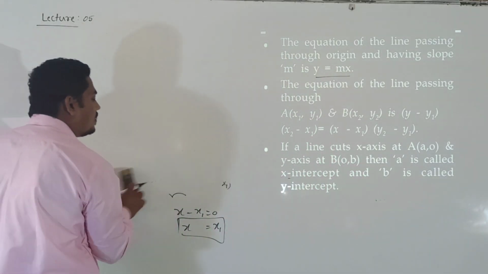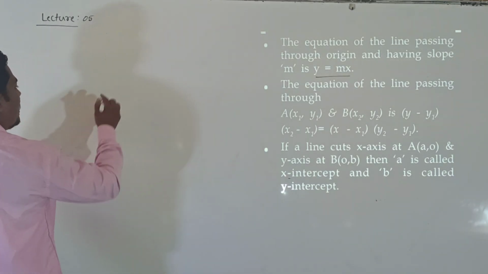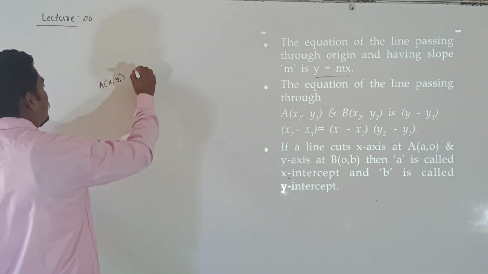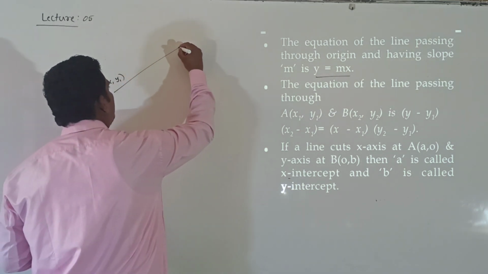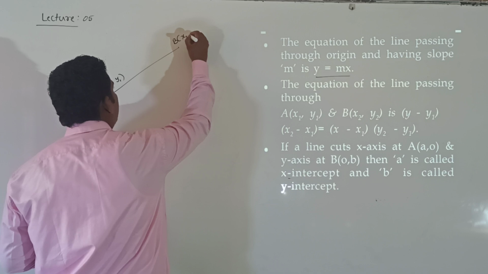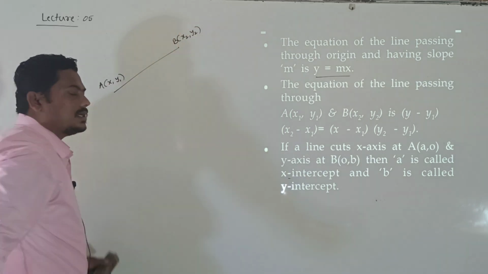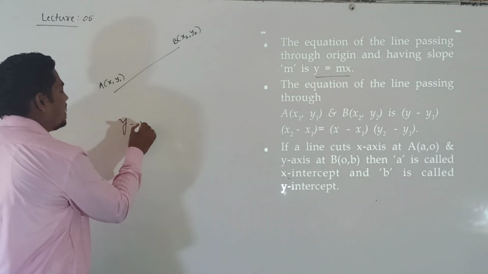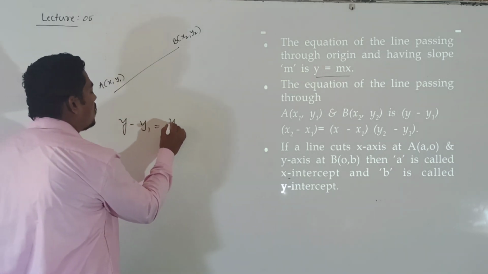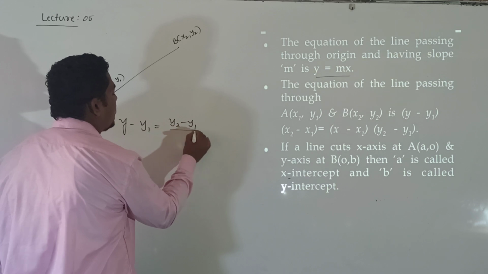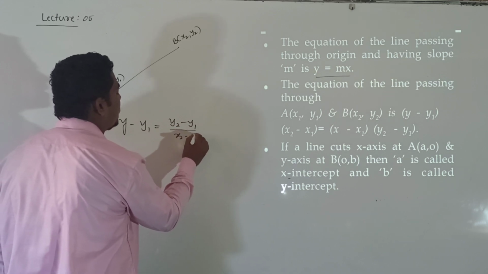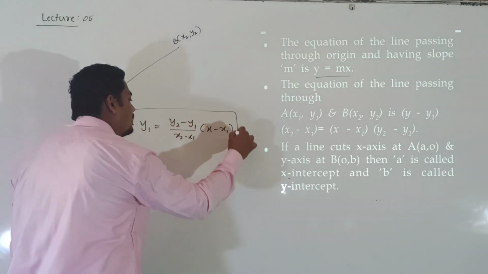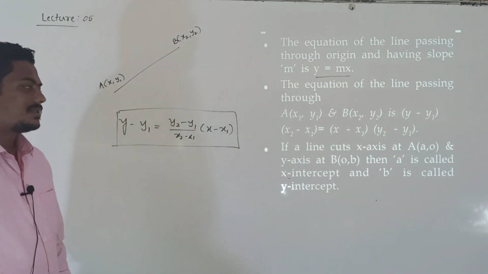Equation of the line passing through 2 points. Suppose point A is (x1, y1) and point B is (x2, y2). Already you know the formula. Equation of AB is y minus y1 is equal to (y2 minus y1) divided by (x2 minus x1) into (x minus x1). This is the equation of the line passing through 2 points.